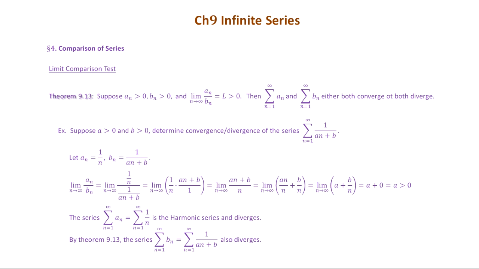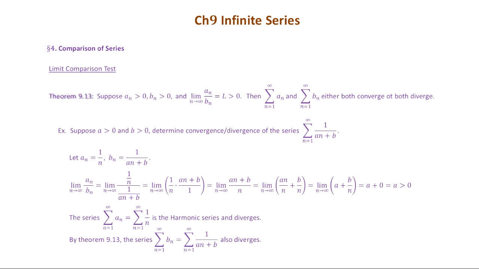So that becomes the limit of an plus b over n as n approaches infinity. And just like we always do, split the fraction into two terms using the same denominator. So we get an over n plus b over n. an over n is just a, if you cancel n, and b over n has the limit 0 because when n approaches infinity, the denominator blows up.